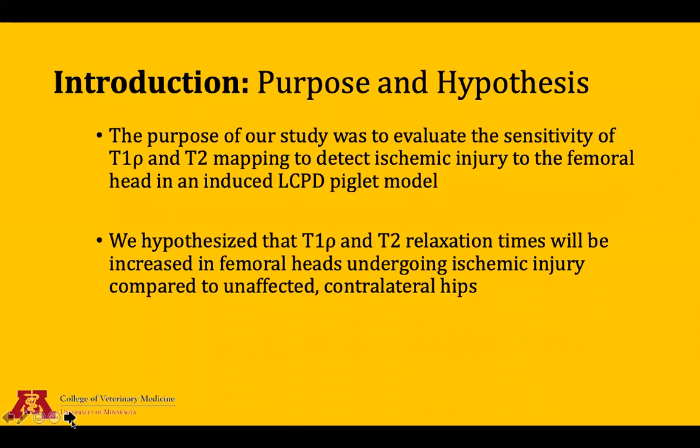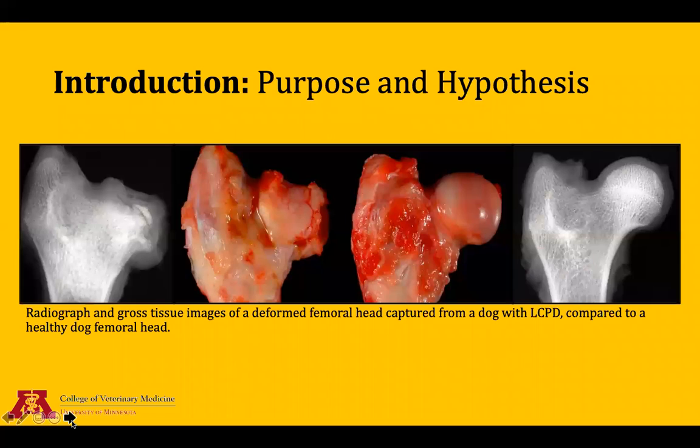The purpose of this study was to evaluate the sensitivity of T1ρ and T2 mapping to detect ischemic injury to the femoral head in an induced Perthes disease piglet model. It was our hypothesis that T1ρ and T2 relaxation times would be increased in femoral heads undergoing ischemic injury compared to unaffected contralateral hips. Here you can detect both gross and radiographic differences between normal and diseased femoral heads.